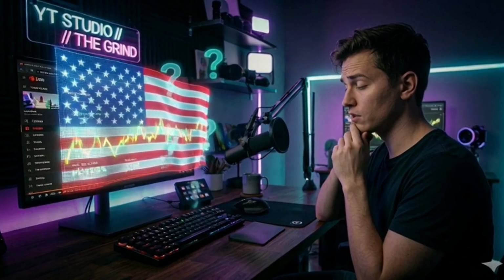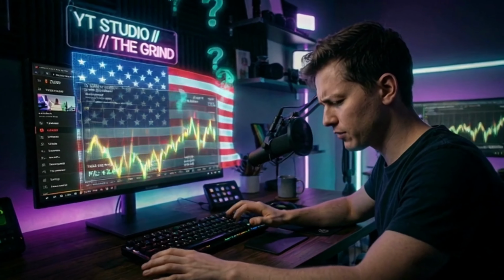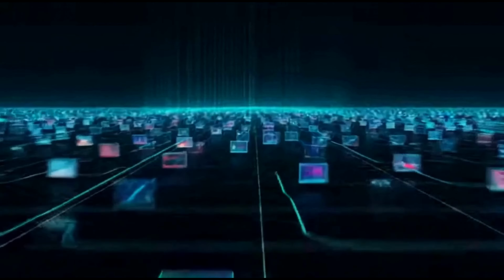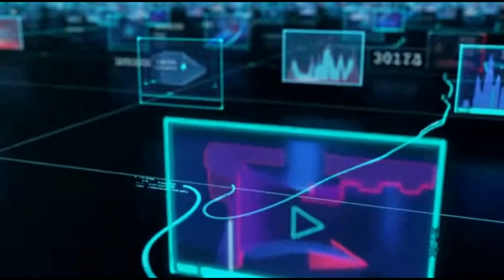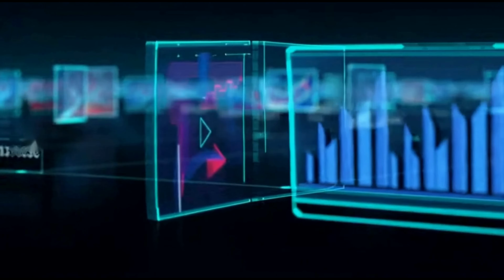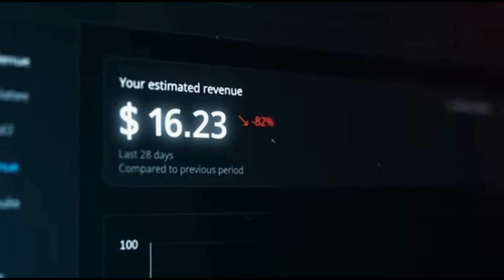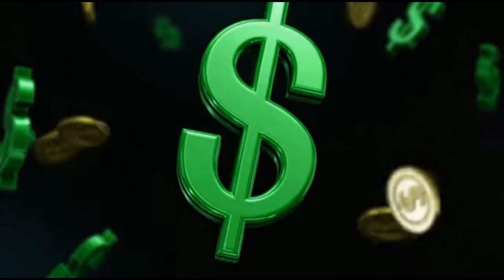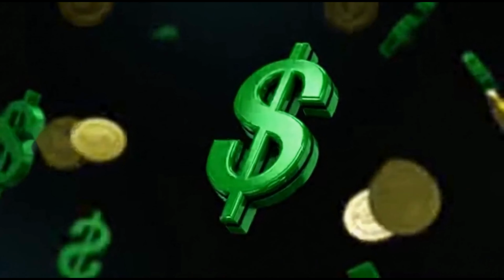If you're doing YouTube automation, one of the most important things you need to understand is this: where your viewers come from matters. If most of your views are coming from countries with low advertising rates, your RPM will be low. That means even if your videos get thousands of views, the revenue will still be small. But if your audience is coming from countries like the United States, Canada, or the United Kingdom, the RPM is usually much higher. So the big question is, how do you get viewers from the USA to watch your videos?